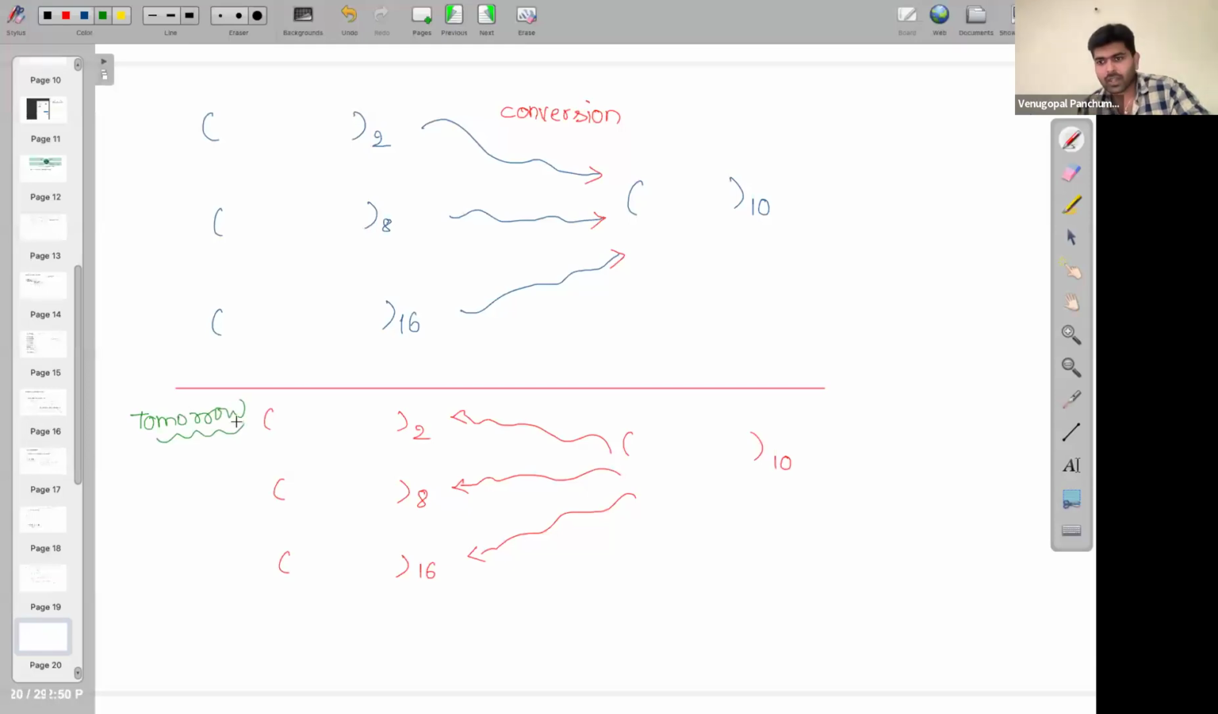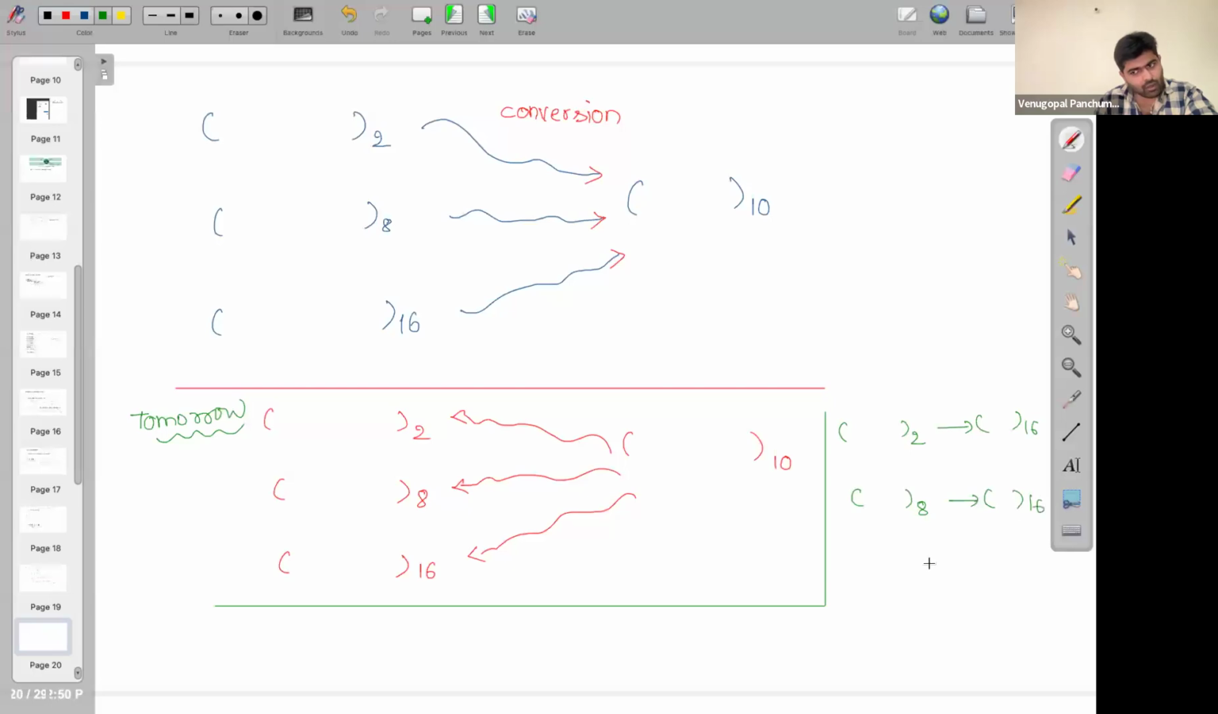Let's see tomorrow, the reverse. And along with that, if I give base 2, how to convert it to base 16? Or if I give you base 8, how will you convert to base 16? Like cross conversion. So this is called cross conversion. These two things we will see in tomorrow's class.